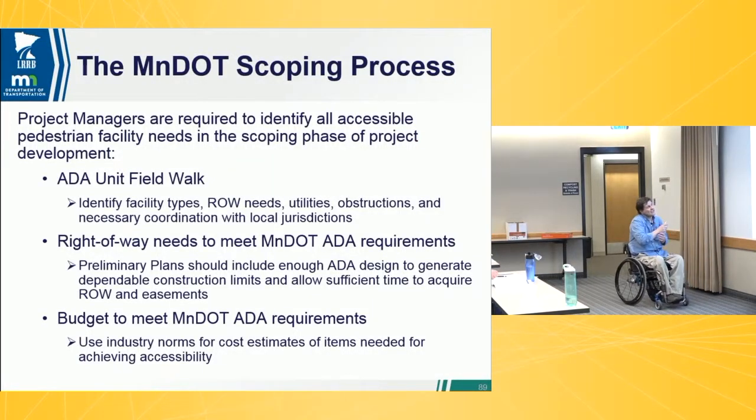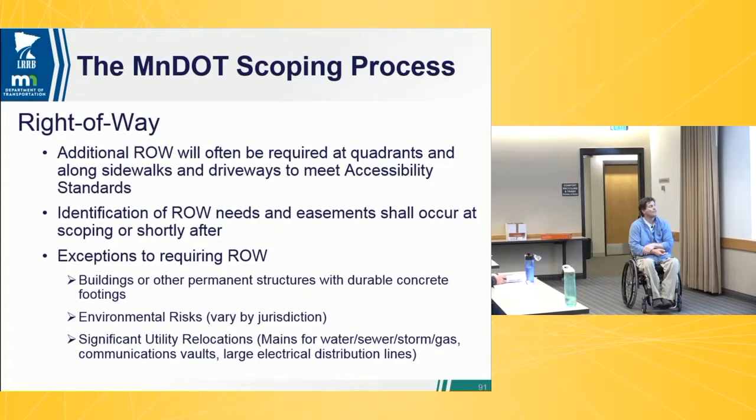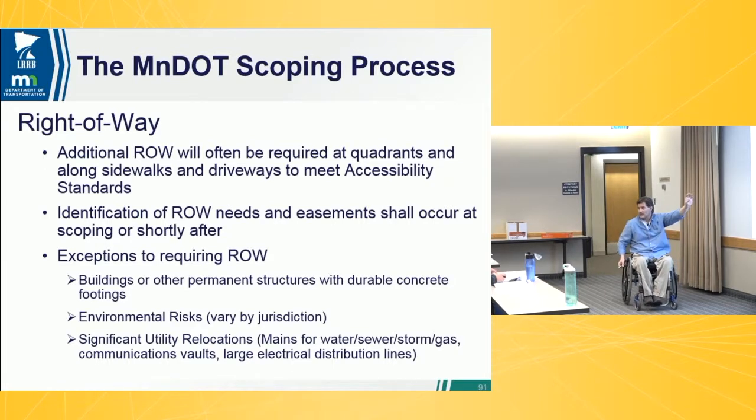So a few slides. I won't go through much of these in detail. These are all in our tech memo. They're in your manual. We talk about doing the field walk, assessing right-of-way, making sure we've got the right budget. Things we assess on our field walk, you can read those. When we look at right-of-way, we're seeing that we often need extra right-of-way, such as at signals.